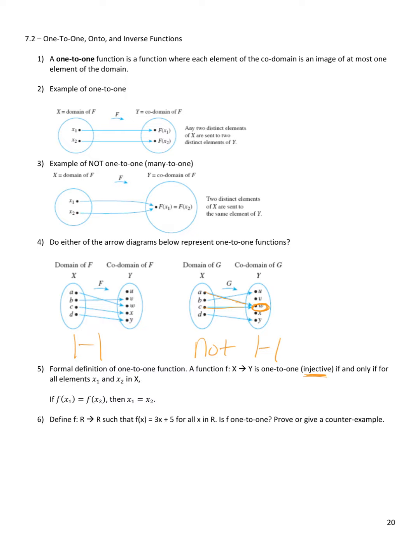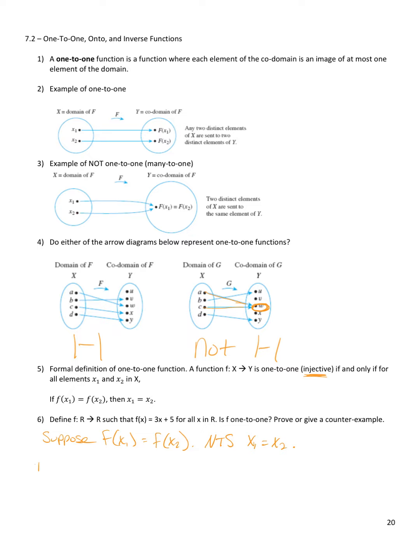So let's define a function f from the reals to the reals such that f of x equals 3x plus 5 for all x in R. Is f one-to-one? Prove or give a counterexample. So we're going to use the definition to prove it. We're going to suppose f of x1 equals f of x2, and we're going to show that x1 equals x2. Suppose f of x1 equals f of x2. We need to show x1 equals x2.